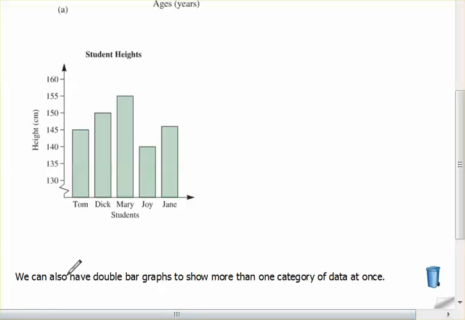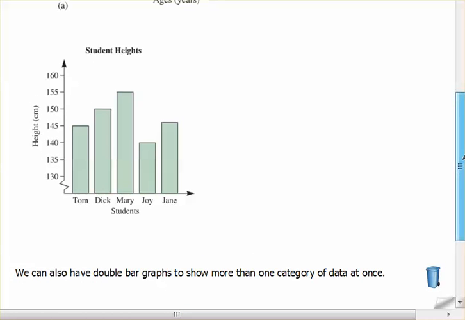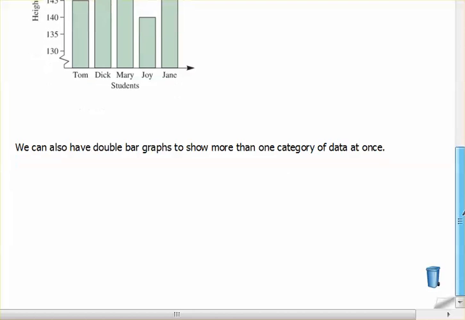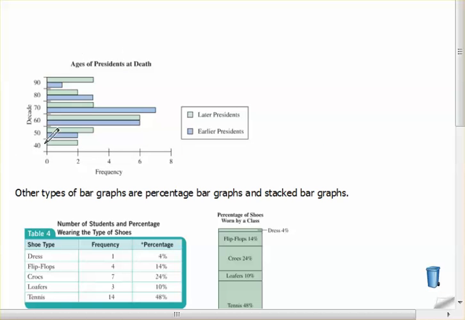Now you can also have what's called double bar graphs, and that helps to show more than one category at once. So let's get an idea of what that looks like. This is a double bar graph here, and again we have to have a legend that tells us exactly what we're looking at. So this lighter colored green is later presidents, and the darker colored blue would be earlier presidents, and they didn't seem to make a distinction of who was later and who was earlier.